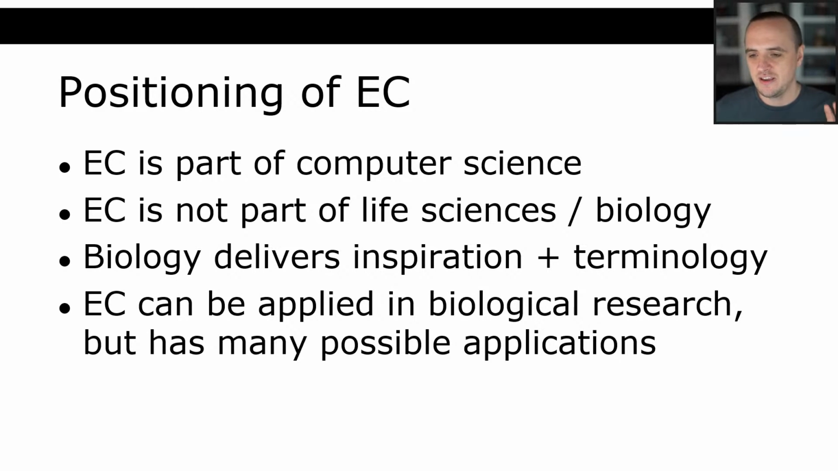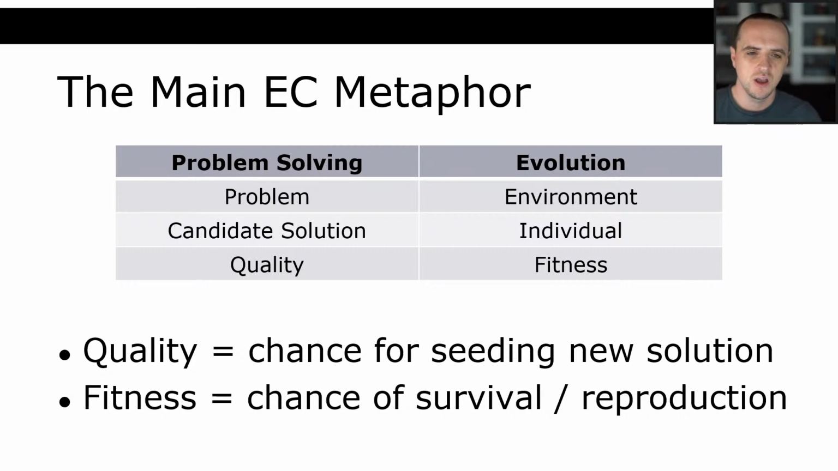So EC, even though it's not traditionally a part of biology, is inspired by biology, and it can be applied in biological research, but it has many, many, many possible applications. And evolutionary computing is essentially just a category of problem-solving or decision-making algorithms. So just like we had heuristic search, there's evolutionary computing. And based on the properties of our environment, and the properties of our problem, we may or may not be able to apply methods in evolutionary computing to solve those problems. So what does it really mean?